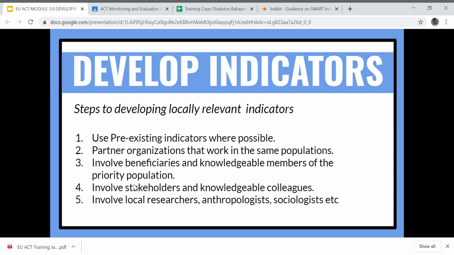One activity you can also think about for your programs is indicator design workshops. People do it, and that's where you bring your stakeholders, beneficiaries, and knowledgeable people to come and discuss your indicators. And lastly, you can involve local researchers as well, sociologists, because they have their own ideas. They might want to contribute to what your indicators for your program should be.